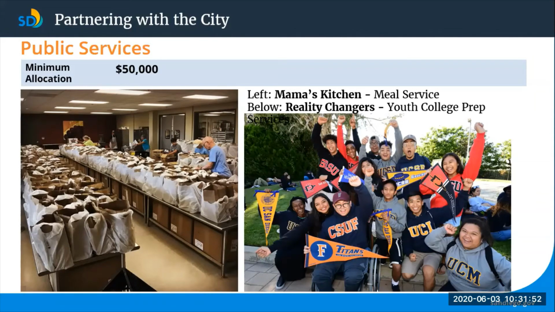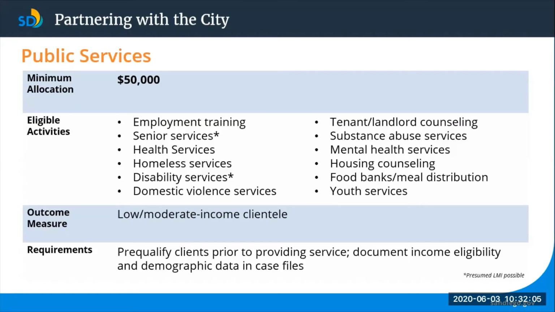And the two highlighted here are Mama's Kitchen on the left, which is a meal delivery service, and Reality Changers, which is a youth college prep service. The next slide shows a lot more detail in the types of eligible activities. And again, I won't read through this, but it's meant to be something that is a resource for you later on in this process. And again, you would be required to document the income eligibility and demographic data in your case files for the clients that you're serving under this category.